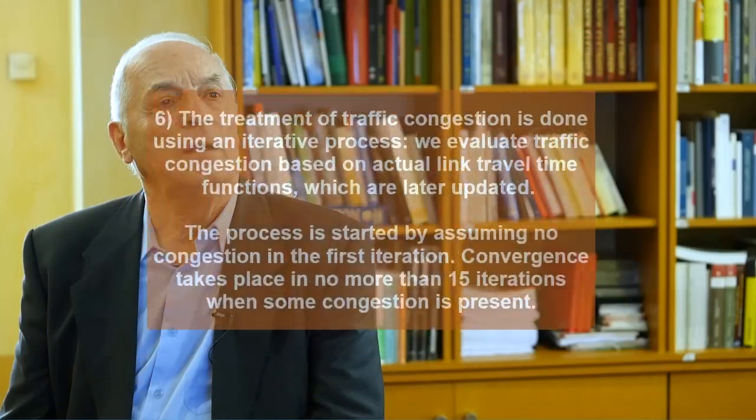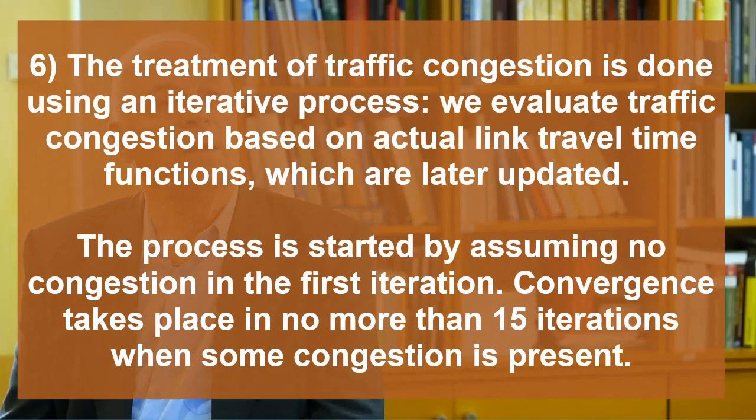6. The treatment of traffic congestion is done using an iterative process. We evaluate traffic congestion based on actual link travel time functions which are later updated. The process is started by assuming no congestion in the first iteration. Convergence takes place in no more than 15 iterations when some congestion is present.